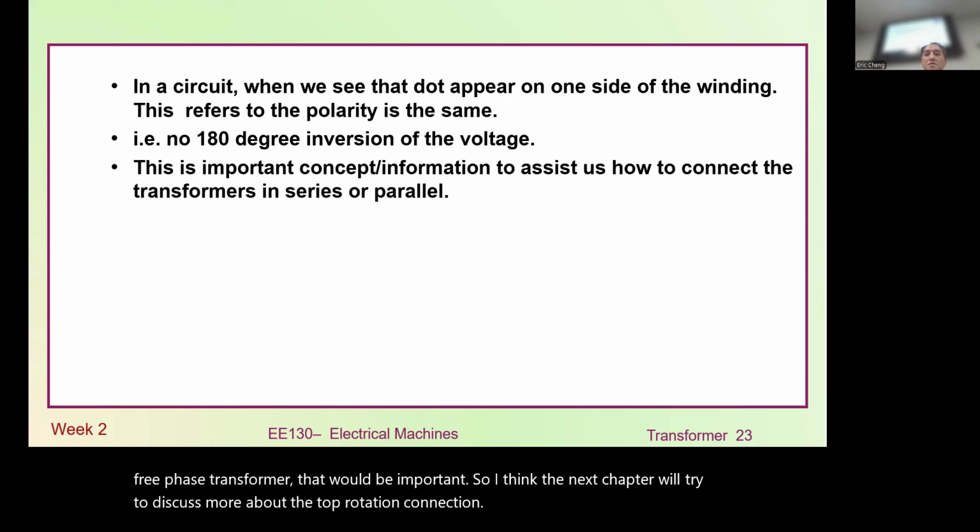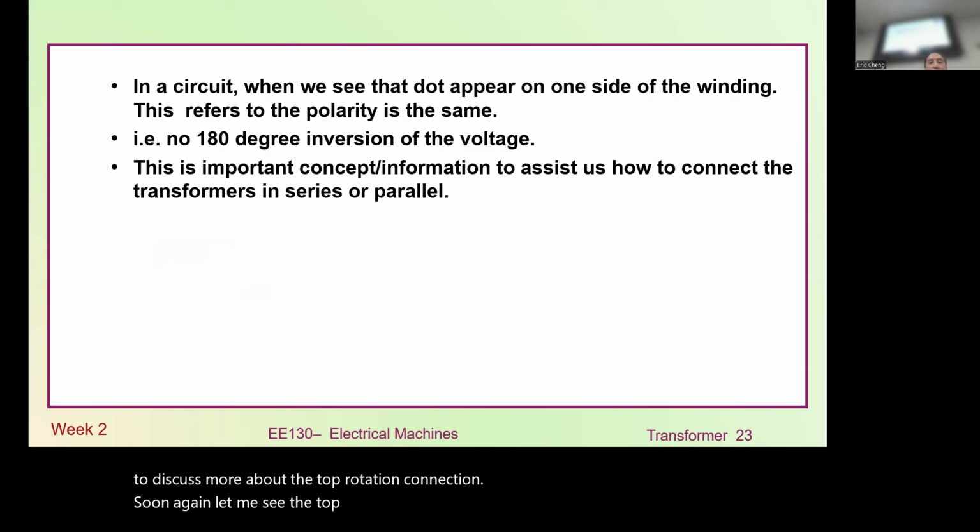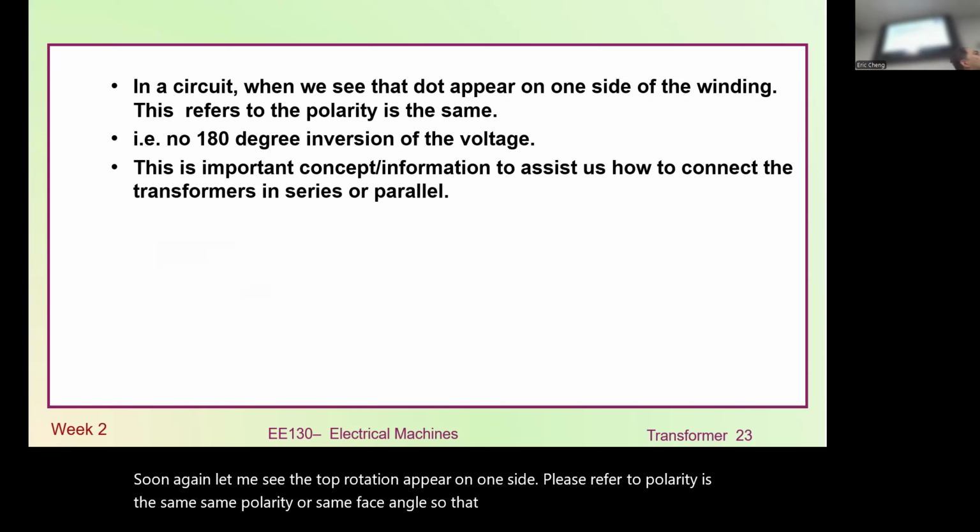So again, when we say a dot appears on one side, this refers to the same polarity or same phase angle. So that means there won't be a 180 degree inversion.